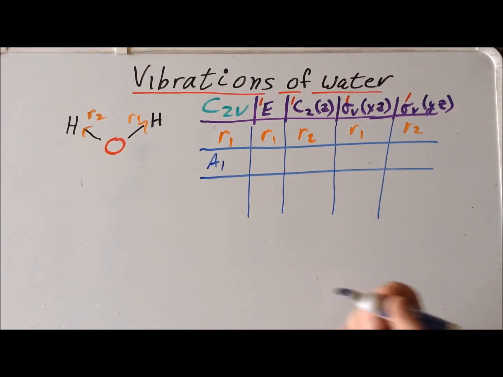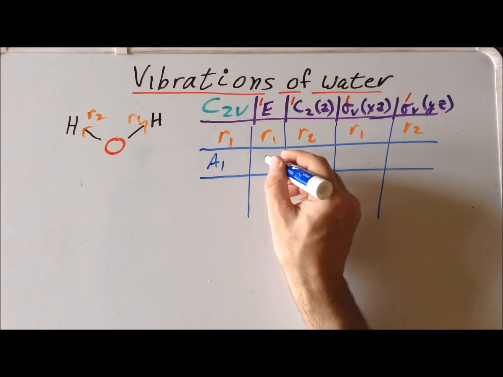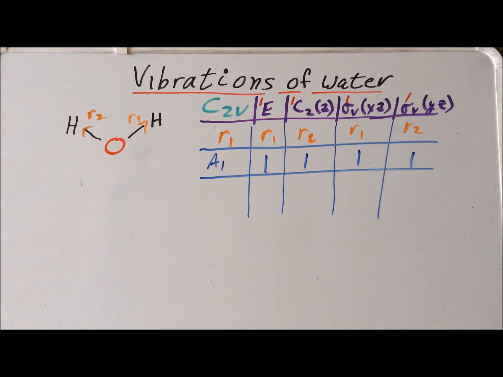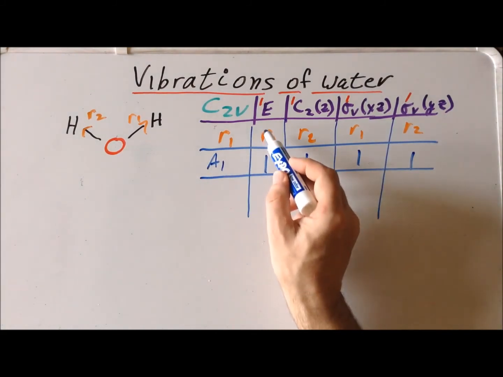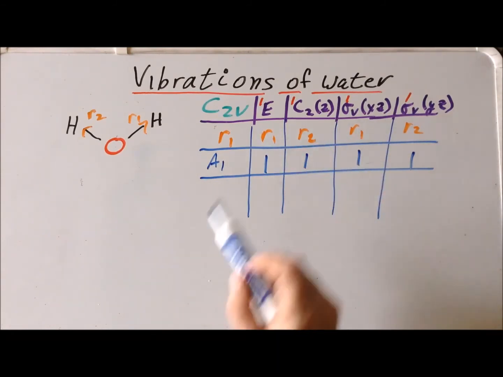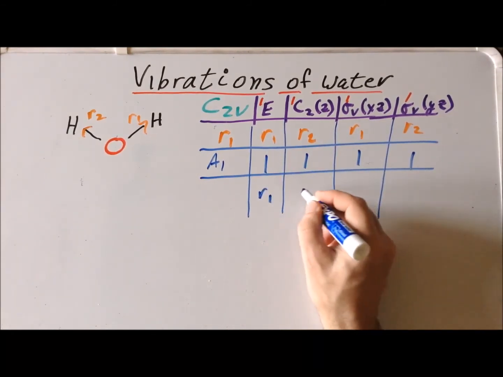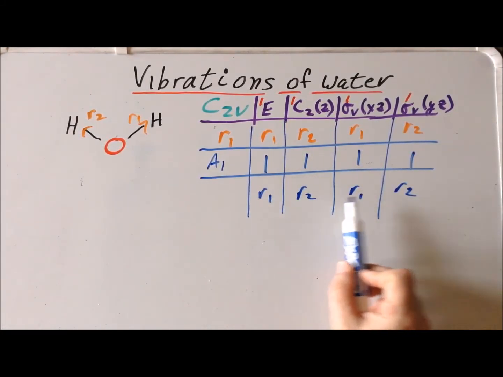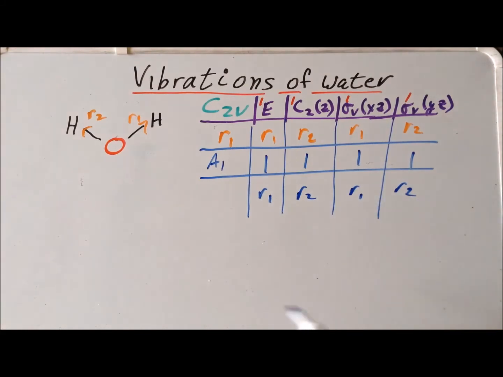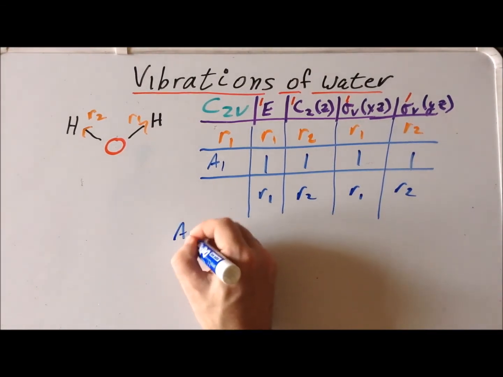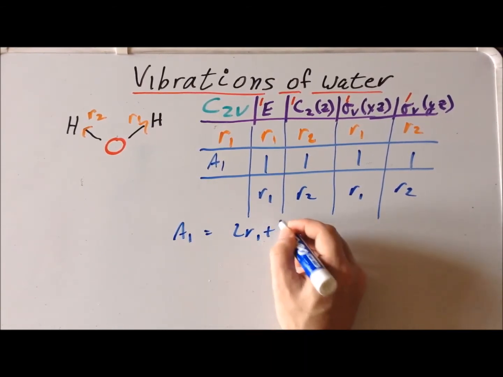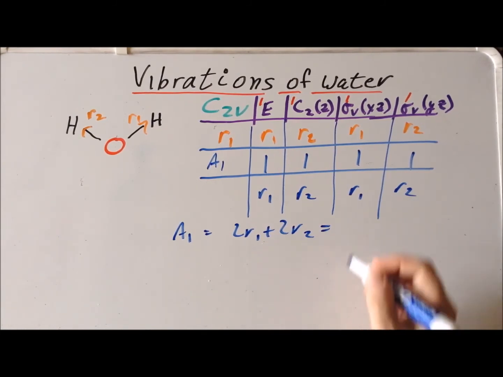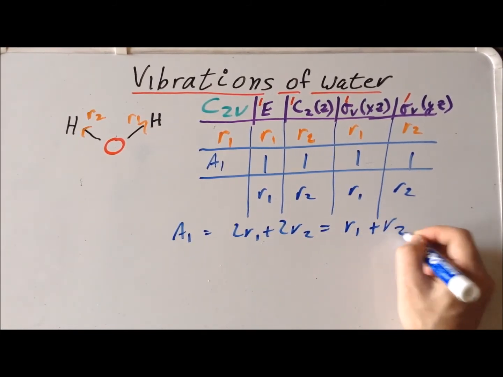And we recall that A1 is the totally symmetric representation, so even without consulting the character table, we know that these characters all have to be positive ones. So we multiply these characters times the terms up here to get R1, R2, R1, and R2. And our vibration is a linear combination of all these entries. So we can simplify that for A1 as being 2R1 plus 2R2, and we can divide through by lowest terms, and this gives us R1 plus R2.